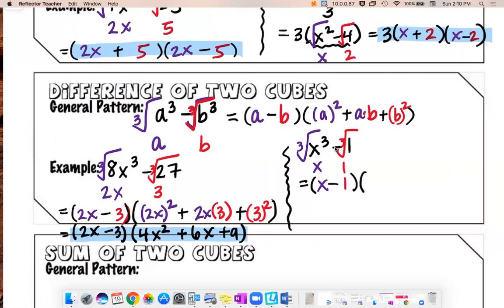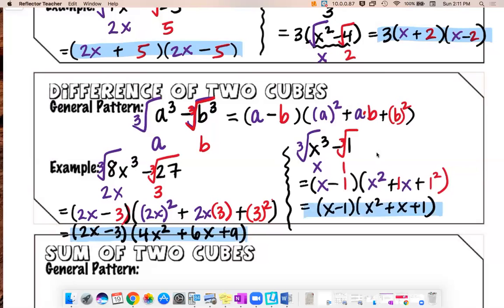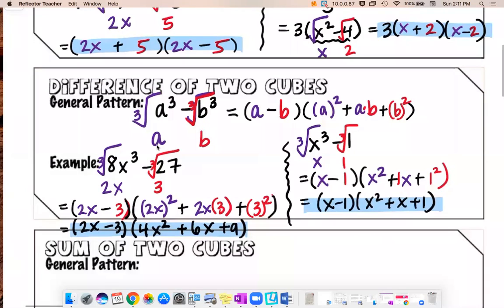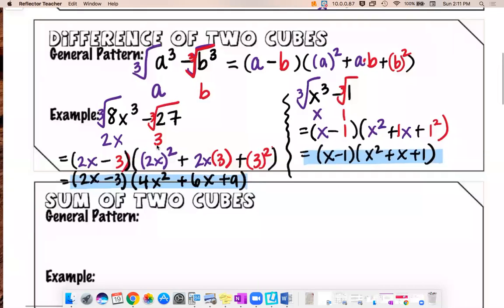And then you take your a squared, so x squared, plus a times b, so x times 1, which is just 1x, plus 1 squared, which is just 1. Okay, and then let's just make this look a little bit nicer. So this is just x minus 1, x squared plus x plus 1. And then that is going to be your full factor, and you know that you're done. So just plug it in whenever a and b are. Remember, you take the cube roots of each of these. Okay, so the thing about cubes is you can have them be positive or negative in the middle. So this one is a difference because it's minus.